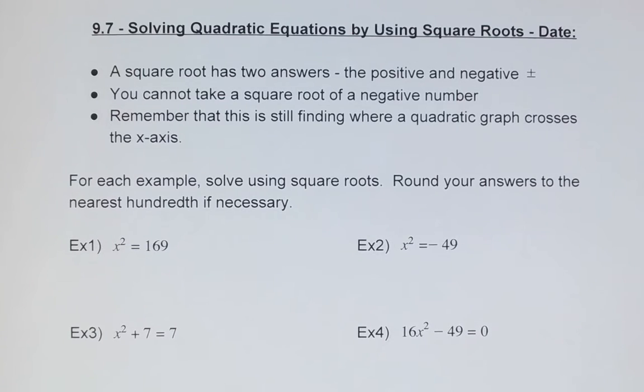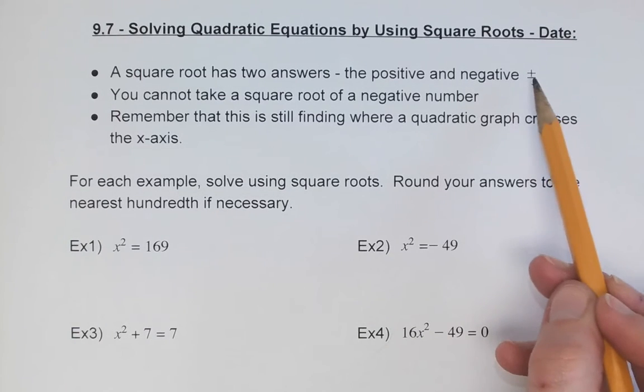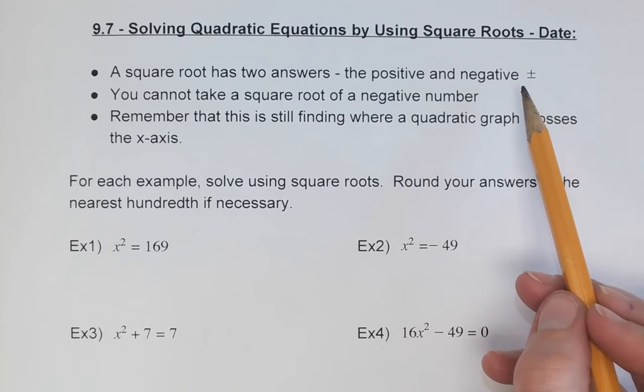Hey everybody, today we're doing 9-7, which is solving quadratic equations using square roots. So I want you to remember that a square root has two answers. It has the positive and the negative, and we'll use this symbol. It's like a little plus on top of a minus to show that.